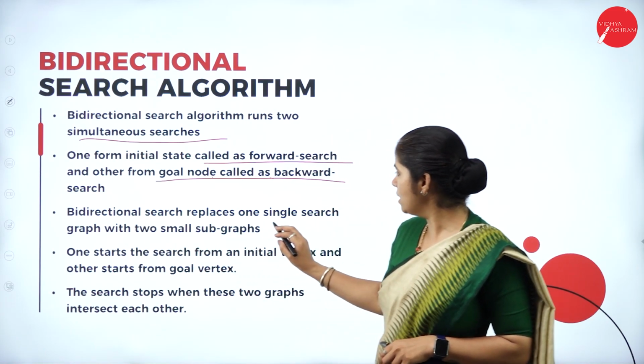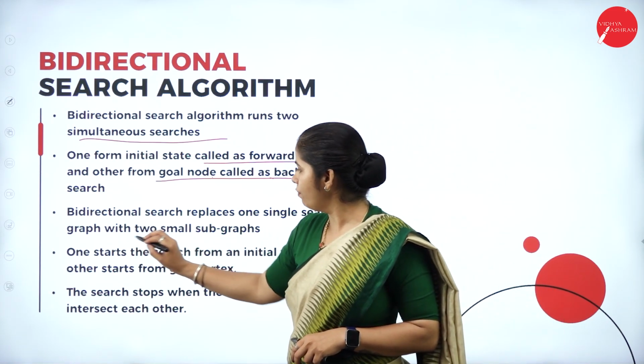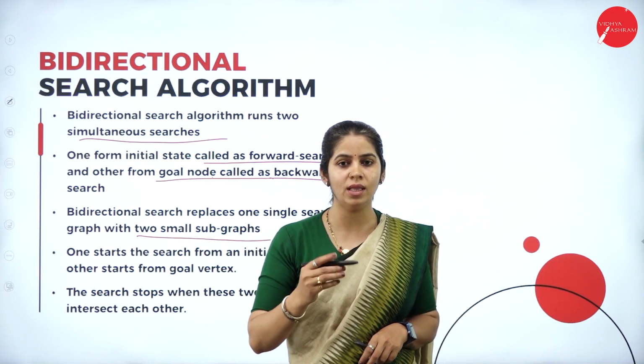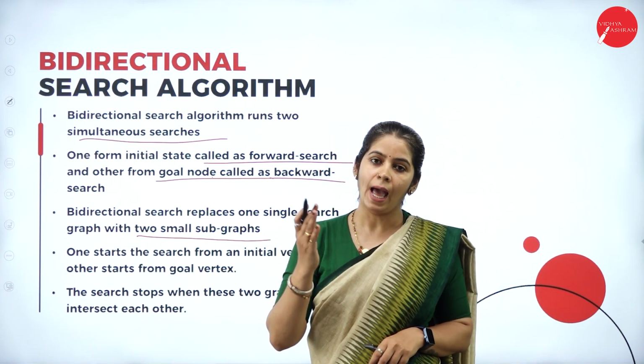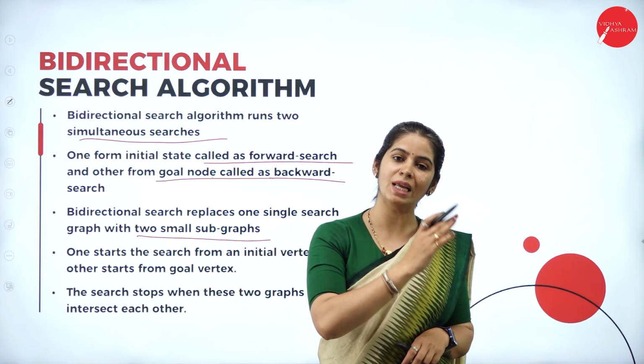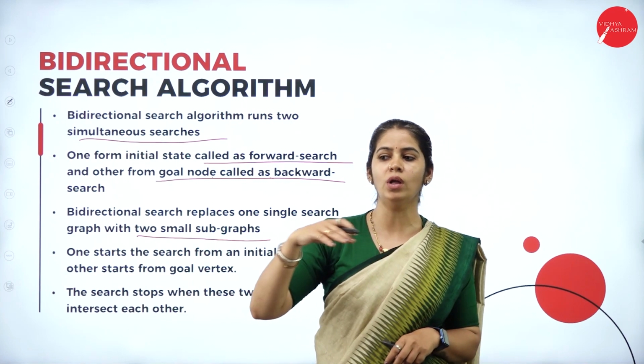Bidirectional search replaces a single search graph with two small subgraphs. What are we doing? We are dividing the graph into two subgraphs, and we are searching either from the goal node to the start node, or from the start node to the goal node.